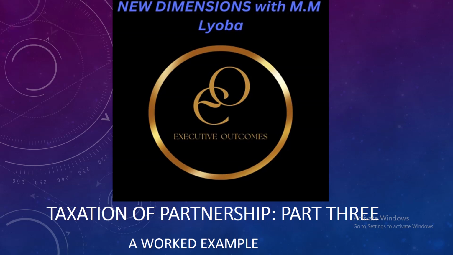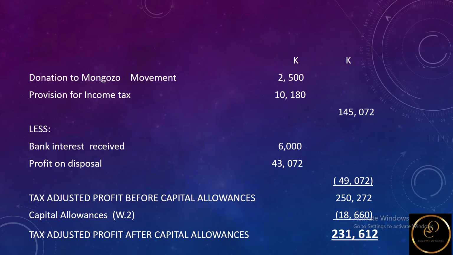We just looked at the previous slides where I'd shown you how to calculate the tax-adjusted profit after capital allowances being the amount to be taxed. And I did mention that for taxation purposes, partnerships are going to be taxed using a system known as pass-through income. Why is that so? It's because the partnership as a firm does not pay tax. Instead, the ones who pay tax are the partners themselves.